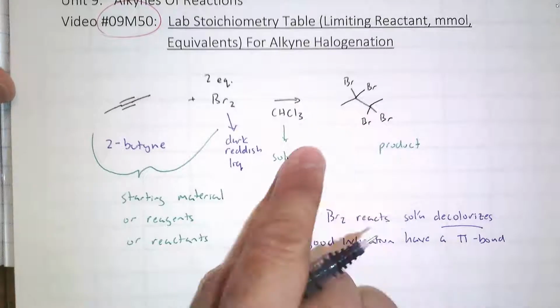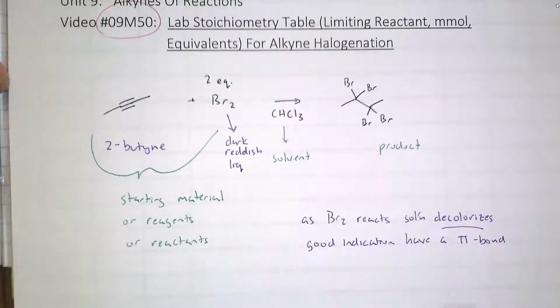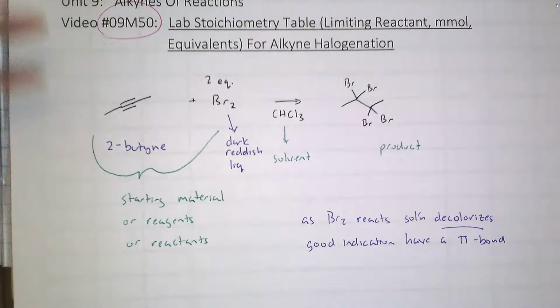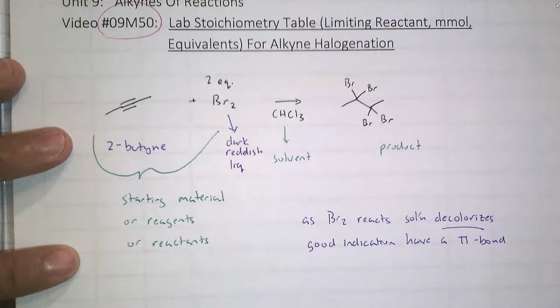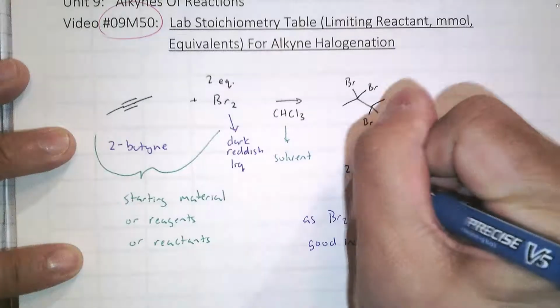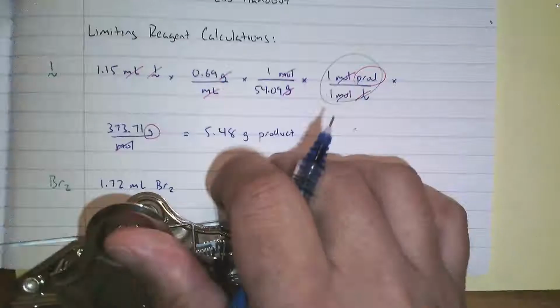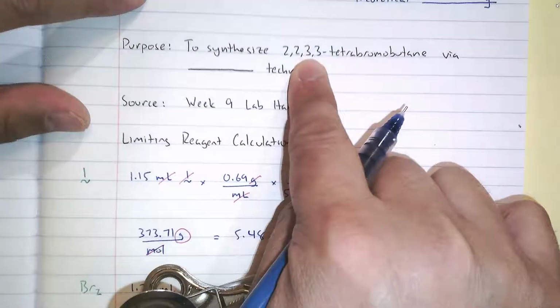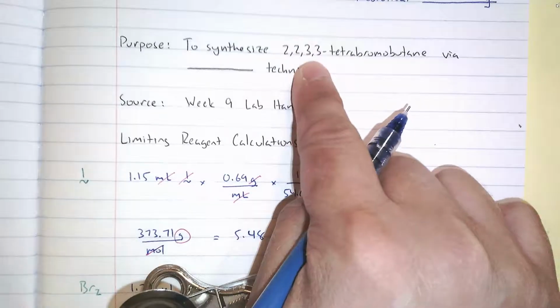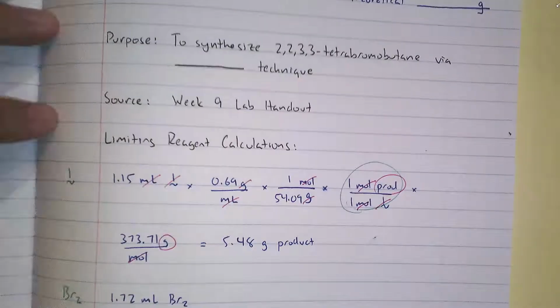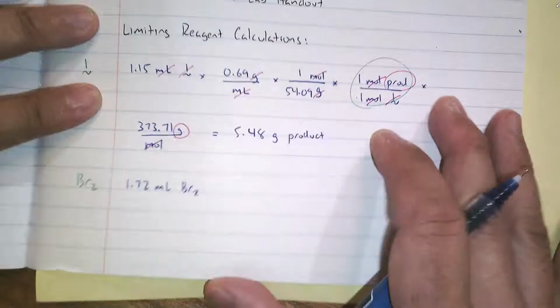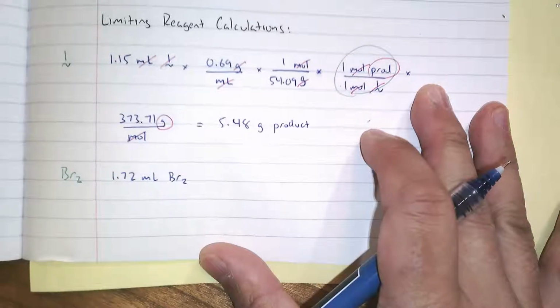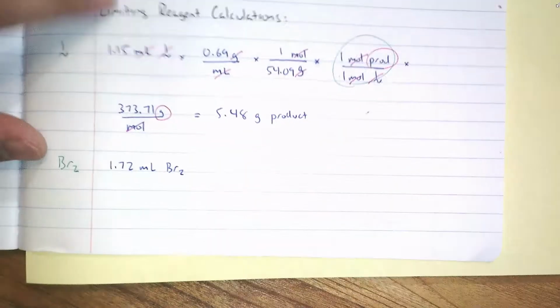Can I name it? I haven't named it yet. I'll name it in just a bit. I'll name it right now. I must have named it somewhere, right? Oh yeah, right here. 2,2,3,3-tetrabromobutane. Okay, but this is a reaction that decolorizes with time. All right, and again, it's a good indication that you have a pi bond. It's a good test.